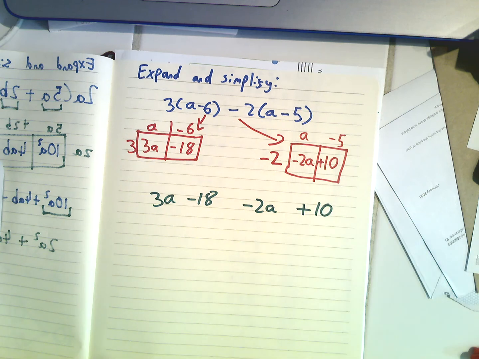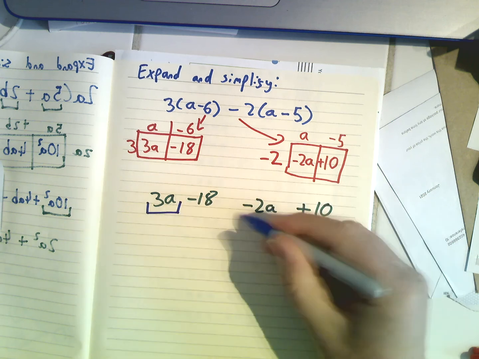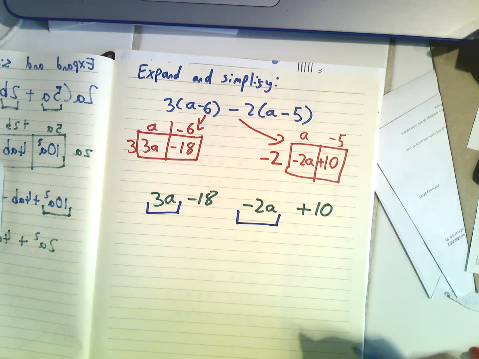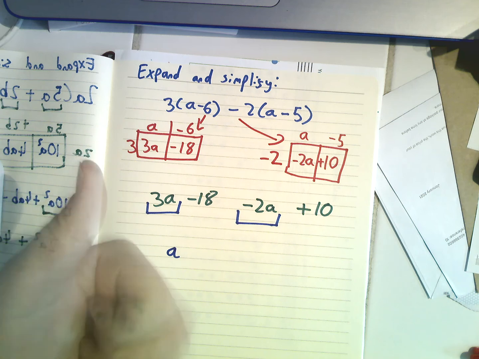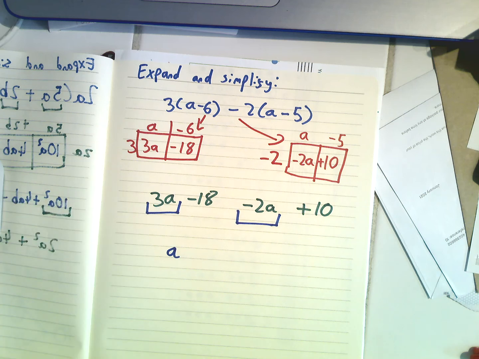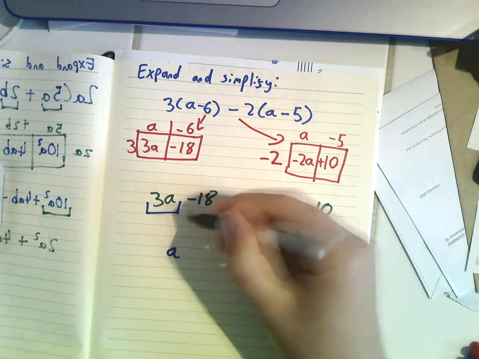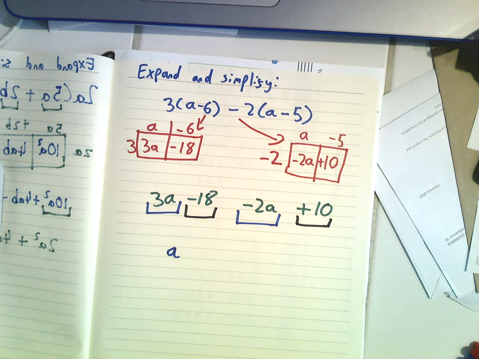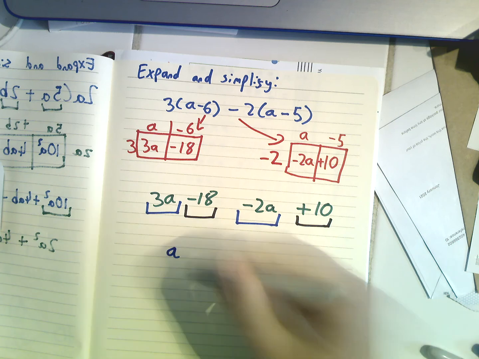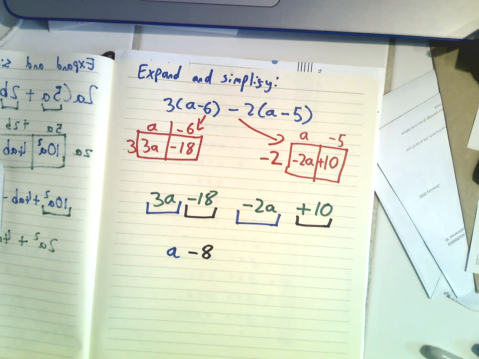So let's simplify. We've got 3a minus 2a, which is a. If I've got 3 of something and I take 2 away, I'm just left with 1. And my other expression, there is more simplification to do. I've got minus 18 plus 10. If it's minus 18 degrees and then it gets 10 degrees warmer, that's going to give me minus 8 degrees, isn't it? And so my final answer is a minus 8.